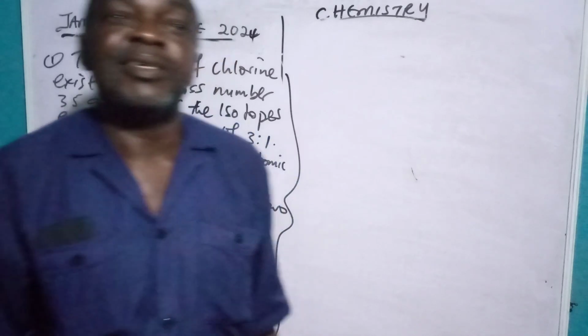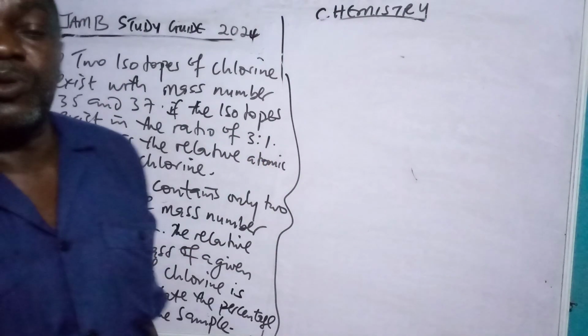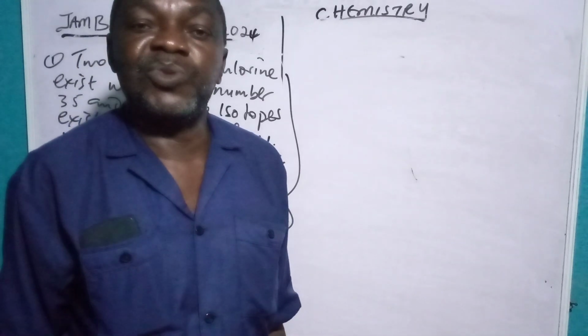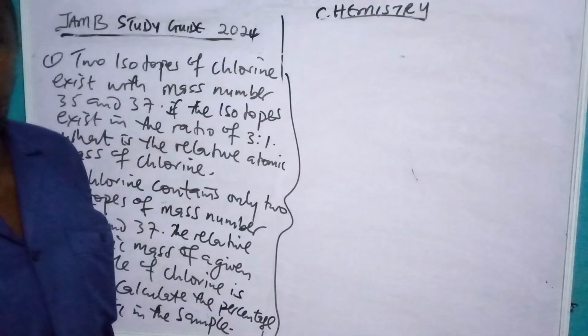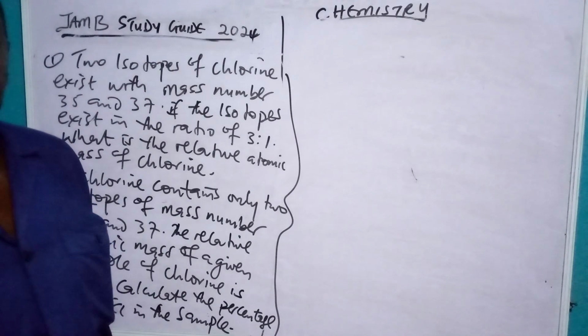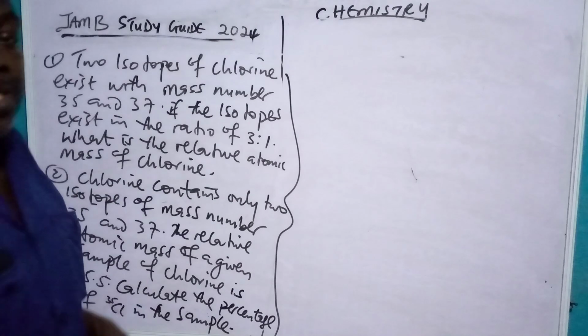Welcome back to class. Today we are going to have a look at some carefully selected calculations that have to do with calculating relative atomic mass. Let's just start. Remember, the mass number of an element is the number of protons plus the number of neutrons. So let's do the calculation and see how it goes.